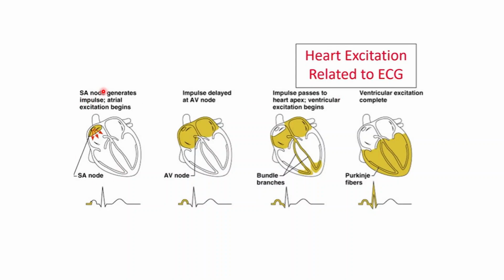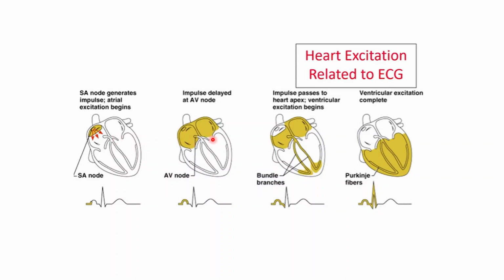Your sinoatrial node, SA node, which is the pacemaker of the heart, generates an impulse. That's when your atrial excitation begins, right? So depolarization in the atria begins. So that's your P wave, right? And then you have this impulse going to the AV node, but it takes some time. During that time you have your P wave completing and you're moving to your QRS.